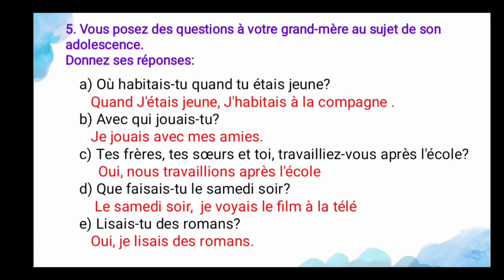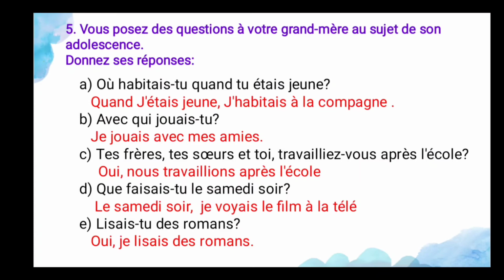Vous posez des questions à votre grand-mère au sujet de son adolescence. So you ask your grandmother about her adolescence. Give us answers. Okay, adolescence means what? It's like childhood. You are asking about her childhood. First one, où habitais-tu quand tu étais jeune? So you have to answer with the usage of the imperfect tense only. So where did you live when you were younger? So what is the answer? Quand.